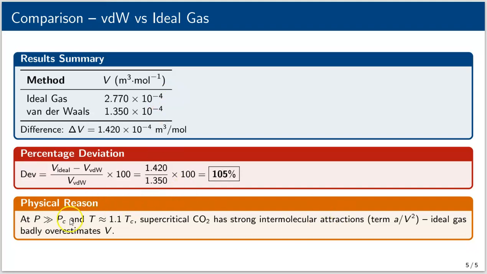So here is the physical reason. P greater than Pc and T equal to 1.1 times Tc. Supercritical carbon dioxide has strong intermolecular attraction, the term a by V squared, so the ideal gas badly overestimates V. So from here we can easily calculate the molar volume of van der Waals gas, and we also compare with the ideal gas. We got the deviation with respect to van der Waals gas. So that is, using the van der Waals formula we calculate the molar volume and we calculate the deviation, so that the deviation equals 105%.